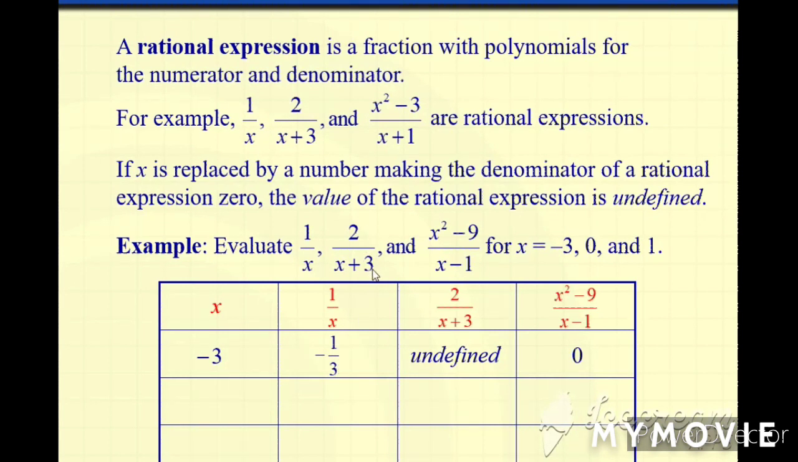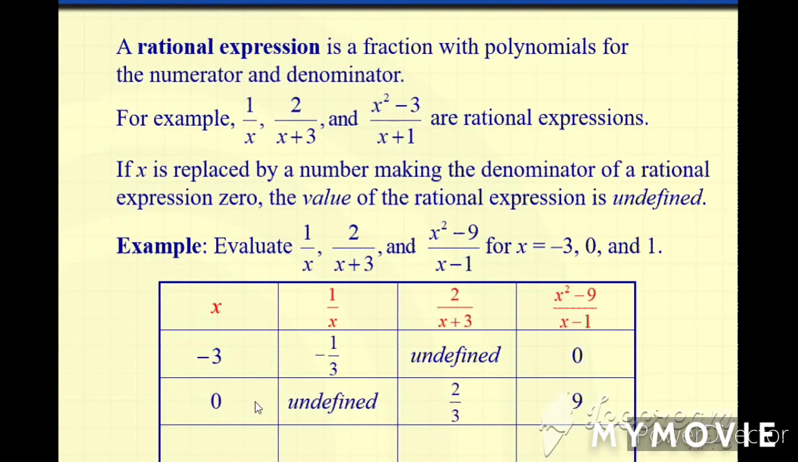For 2 over x plus 3, for the second given example, we substitute the value of x, negative 3. So negative 3 plus 3 becomes 0. The denominator is 0, so that is 2 over 0. The answer is undefined. For the third, x squared minus 9 over x minus 1, when x equals negative 3, it becomes negative 3 squared, which is positive 9. Minus 9 is 0. 0 over negative 3 minus 1, which is negative 4. 0 over negative 4 is 0.